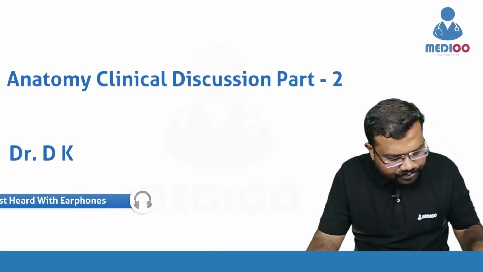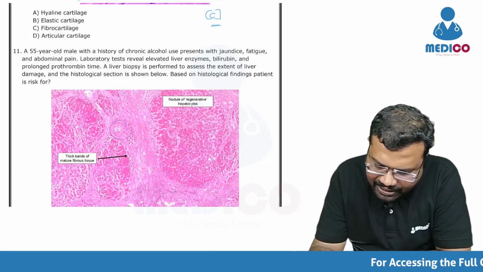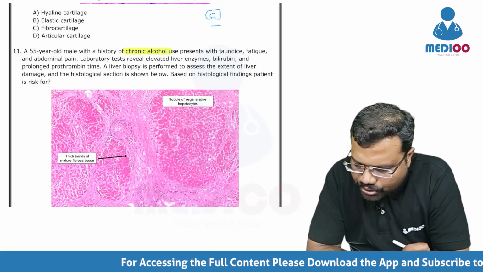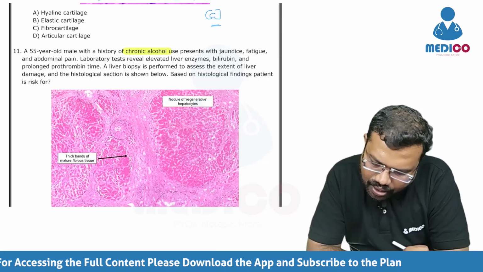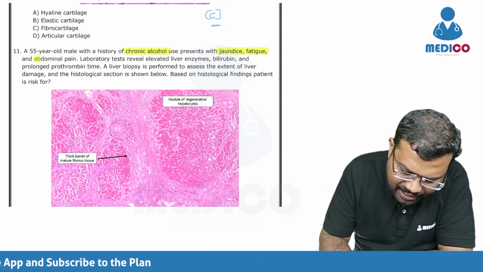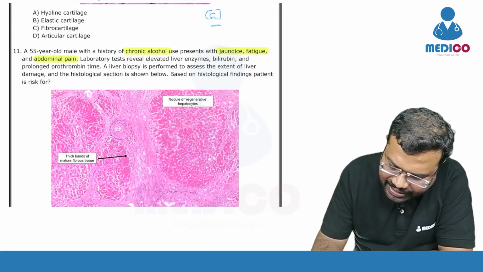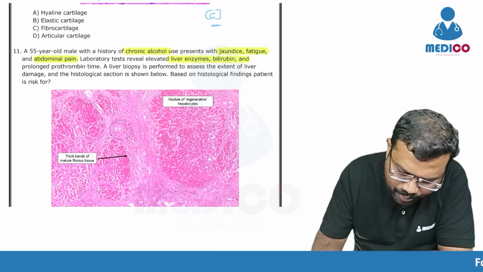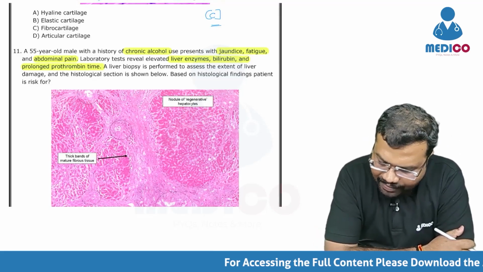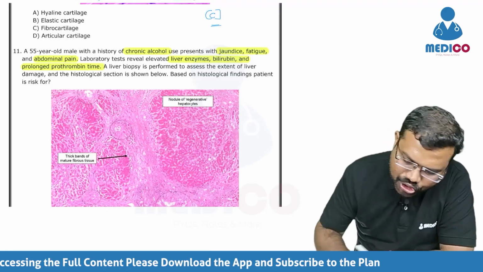Coming to the 11th one. A 55-year-old male with a history of chronic alcoholism presents with jaundice, fatigue, and abdominal pains. Laboratory tests have shown elevated liver enzymes, bilirubin, and also prolonged prothrombin time. A liver biopsy is performed to assess the extent of liver damage, and the histological section is shown below.